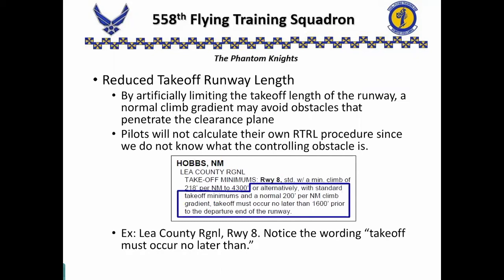So if we take a look at our example, Lee County Regional has some non-standard takeoff minimums, and it says, or alternatively, we can use standard takeoff minimums and a normal 200 foot per nautical mile climb gradient. That sounds good, but takeoff must occur no later than 1,600 feet prior to the departure end of the runway. So that is the wording that kind of sets off this reduced takeoff runway length. Takeoff must occur no later than.